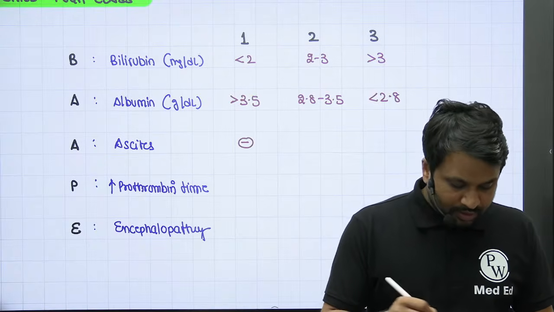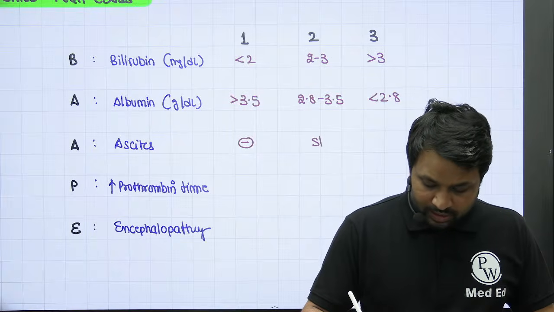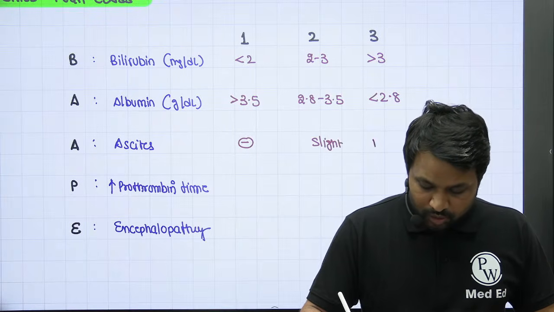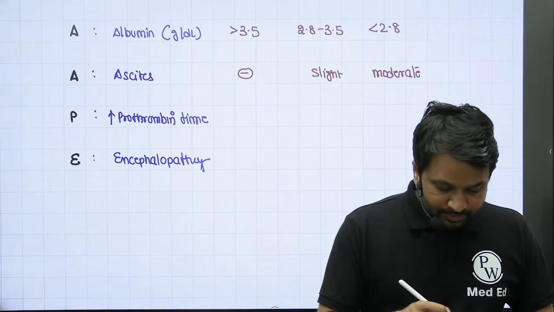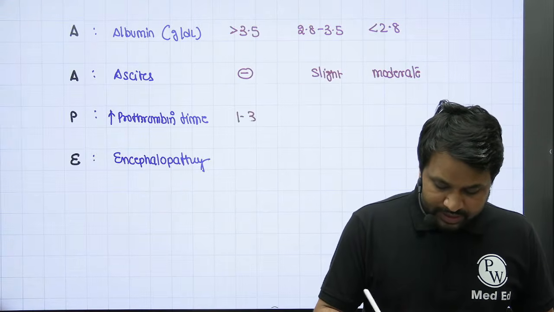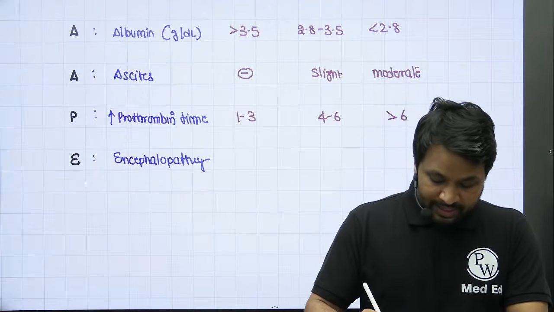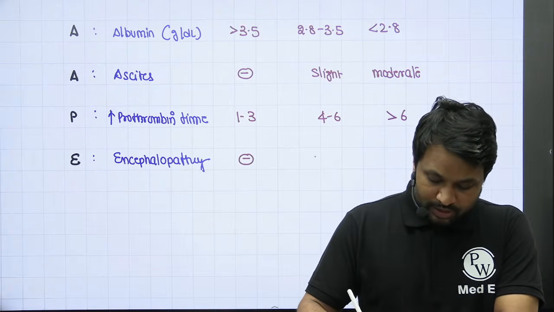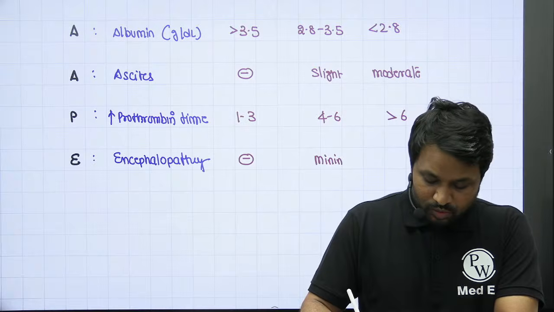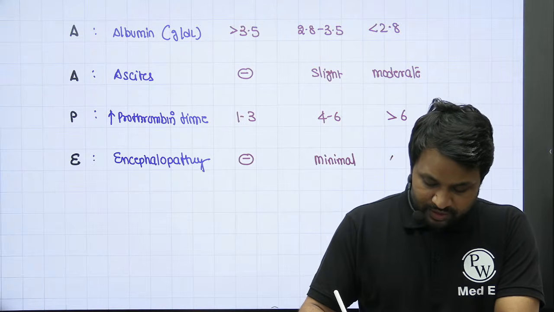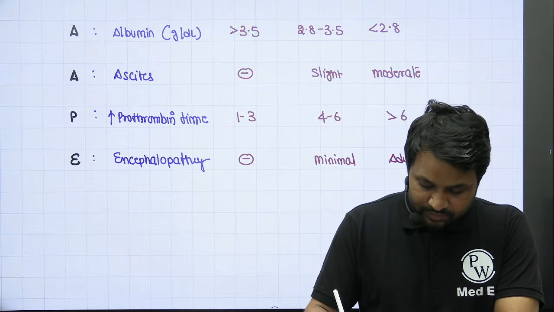Ascites absent is a score of 1. Slight is going to be a score of 2. Moderate ascites is going to be a score of 3. Increase in prothrombin time, if it is between 1 to 3 seconds, score of 1. 4 to 6 seconds, score of 2. More than 6 seconds, a score of 3. Encephalopathy absent is a score of 1. Then it is minimal, score of 2. And if it is advanced, a score of 3 is given, right?